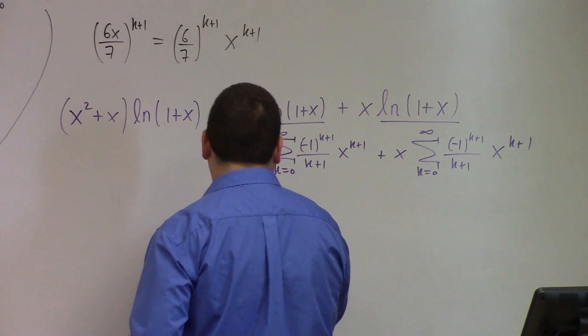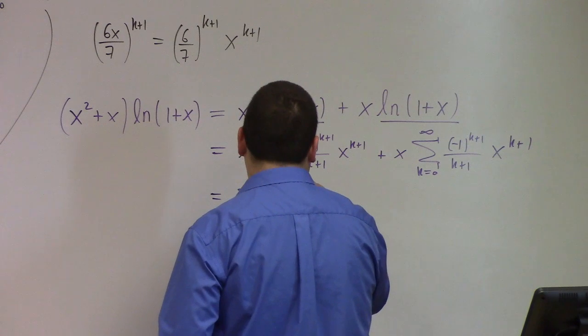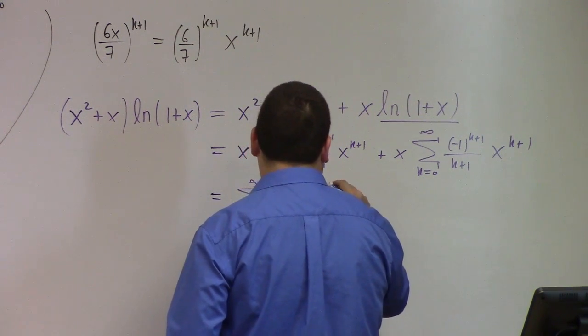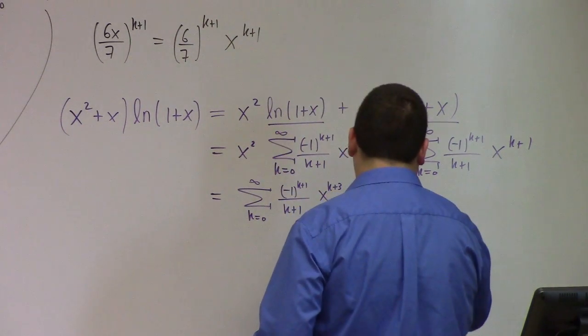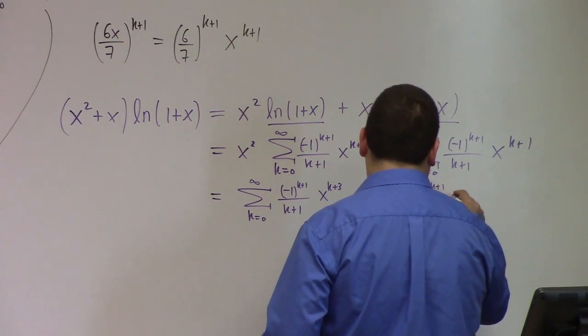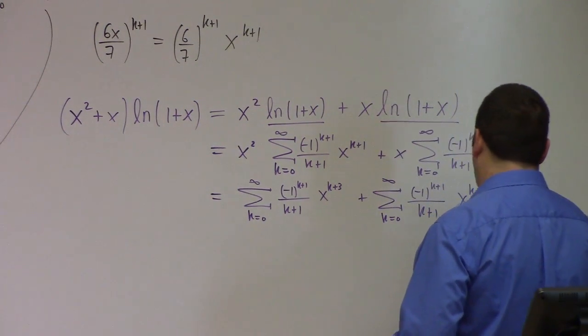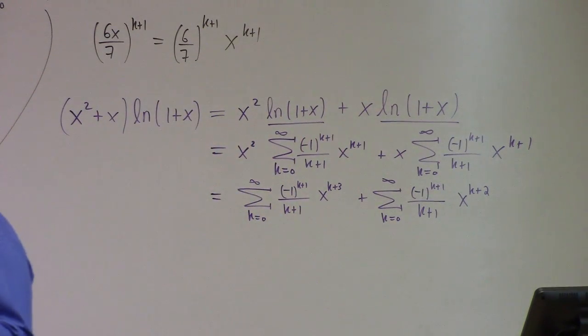So that's the sum k equals 0 to infinity, minus 1 to the k plus 1 over k plus 1 times x to the k plus 3. And then plus the sum k equals 0 to infinity, minus 1 to the k plus 1 over k plus 1, x to the k plus 2. Yeah, so this is not the final answer, right? We can coalesce these into one series, right?